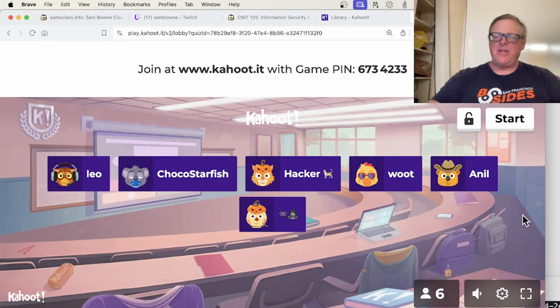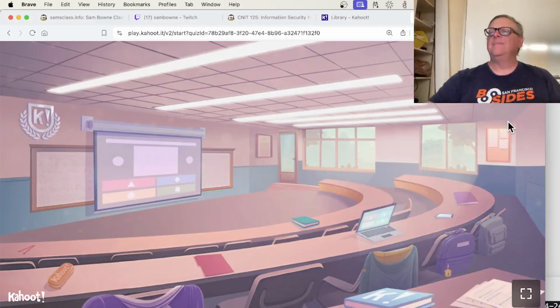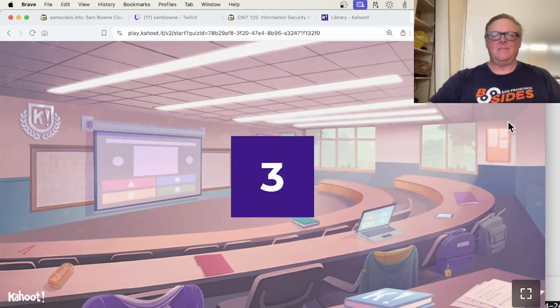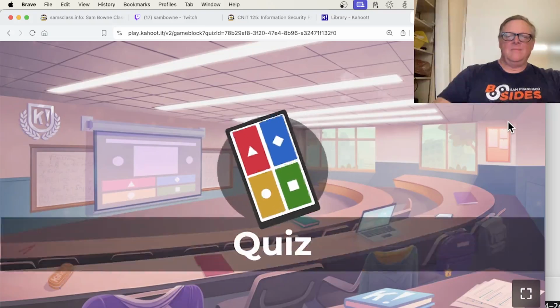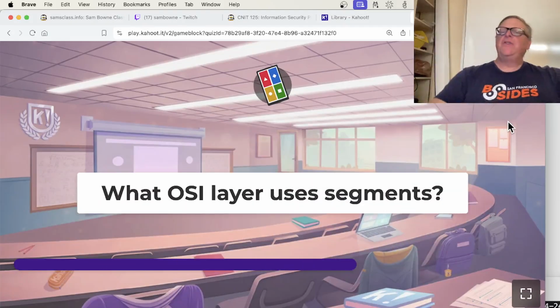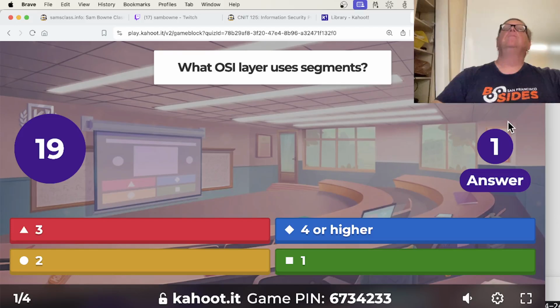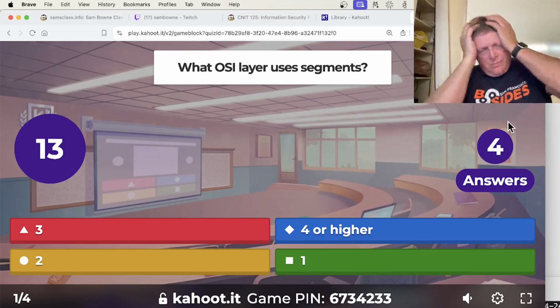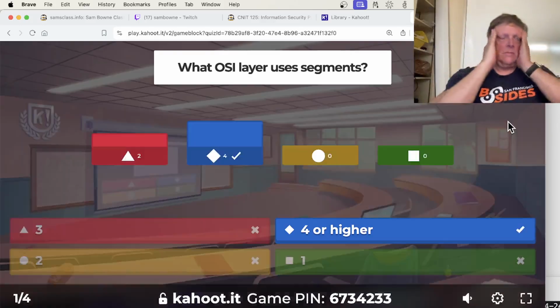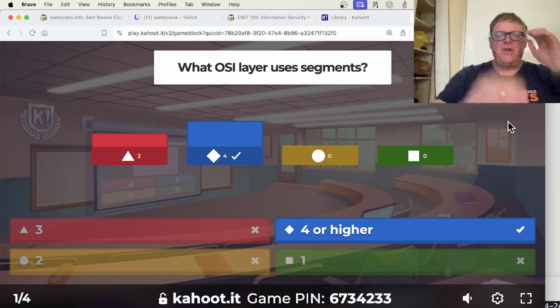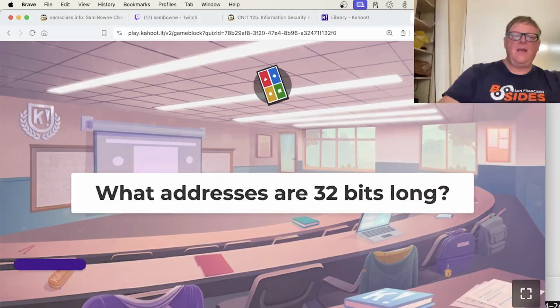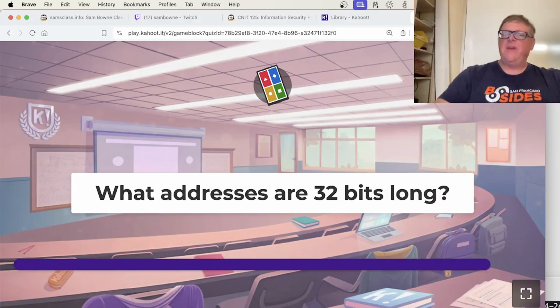I think 6 is the number that participated last time. All right, so which layer uses segments? Layer 4, TCP segments. All right. Which addresses are 32 bits long?